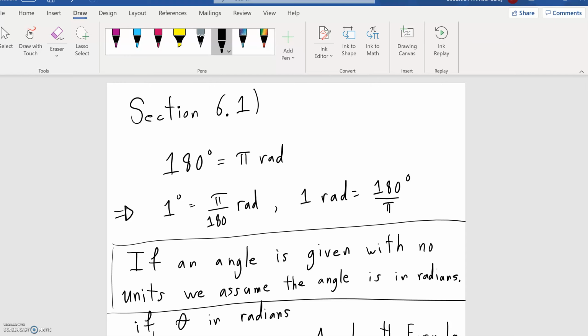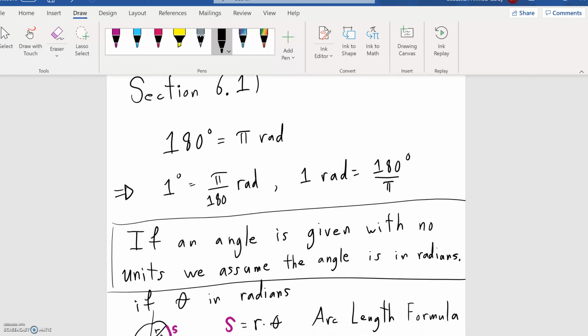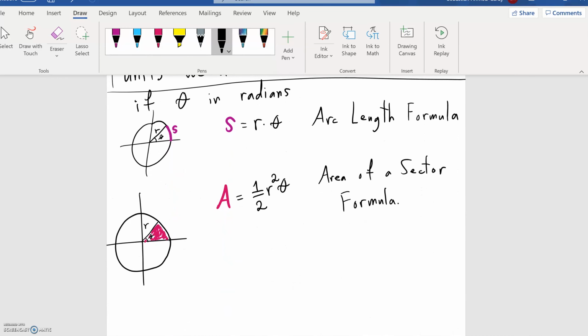You have the following formulas for when an angle theta is in radians. You have your arc length formula. So the length of that purple arc, that is formed from this angle theta and that radius r and the positive x-axis there with a length of 1 radius, the length of this arc in purple, we'll call it s. This is equal to r times theta. This formula only applies when theta is in radians.